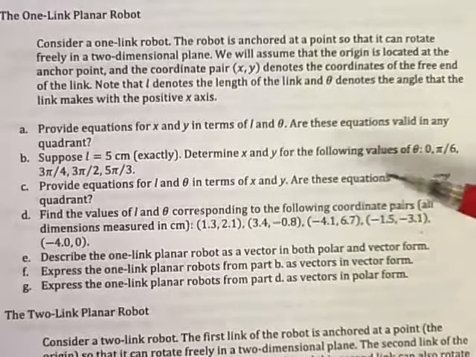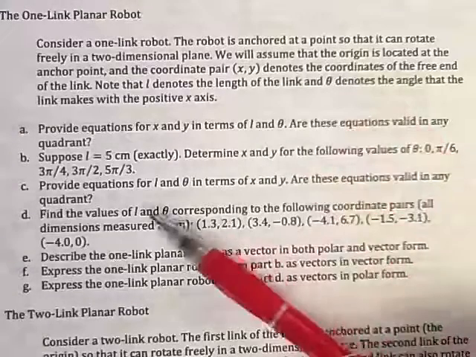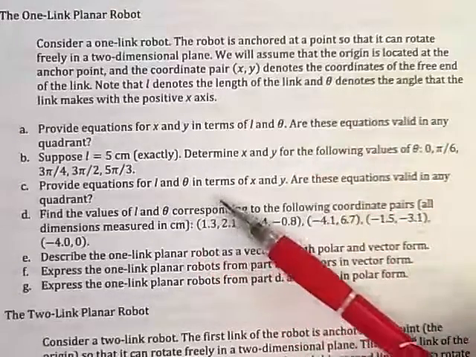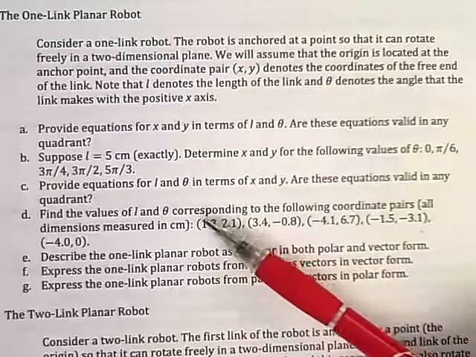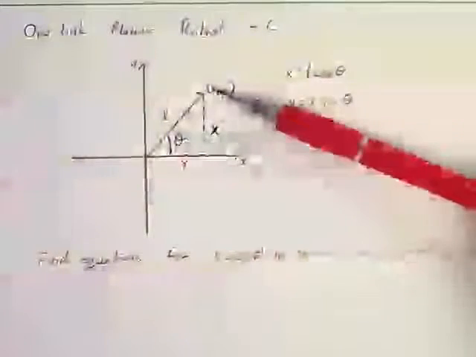Planar robot example. In this case, we want to do part C, which says provide equations for L and theta in terms of x and y. Are these equations valid in any quadrant? So again, just keep refreshing. A one-link planar robot starts at the origin and ends at points x and y.